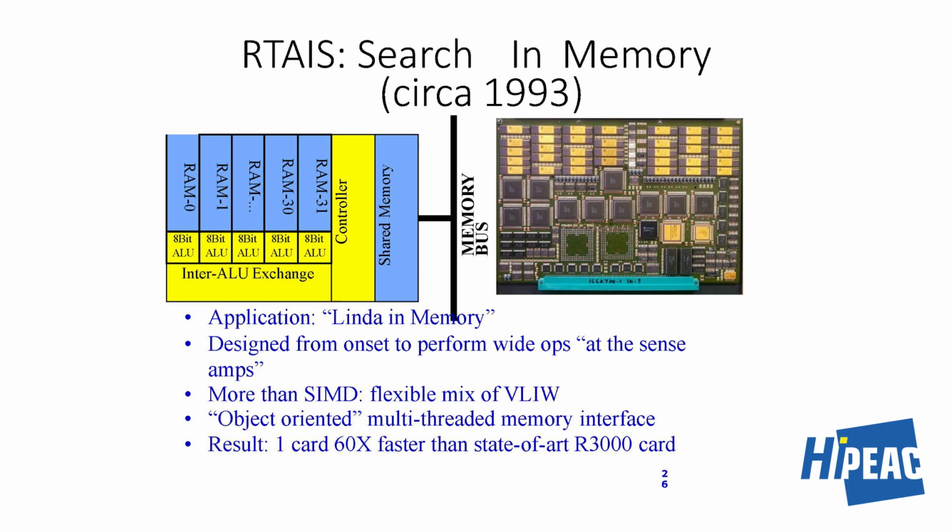Around the same time, there was this search memory. If you want to search keywords in memory, they proposed an associative, not a CAM, but more like a comparator which would be integrated with RAMs to do search in memory. This was called Application Linda in memory. One thing interesting, the previous one was a SIMD architecture, and this was actually a VLIW PIM architecture, right? And it was 60x faster than a compute card, which was the state of the art then. So this was in the 1990s, the search in memory architecture.